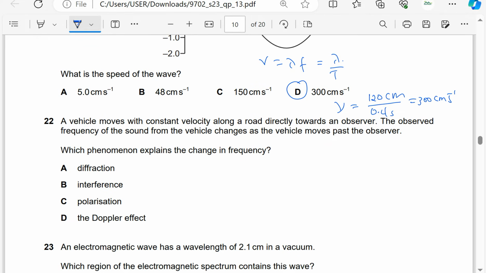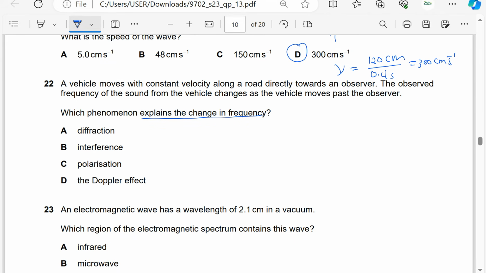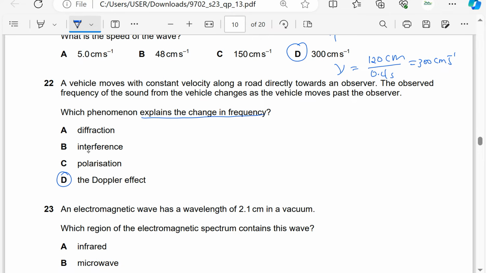A vehicle moves with a constant velocity along a road directed towards an observer. The observed frequency of the sound from the vehicle changes as the vehicle moves past the observer. Which phenomenon explains the change in frequency? The observed frequency changes, that is called the Doppler effect: apparent change in frequency due to relative motion between the source and the observer.